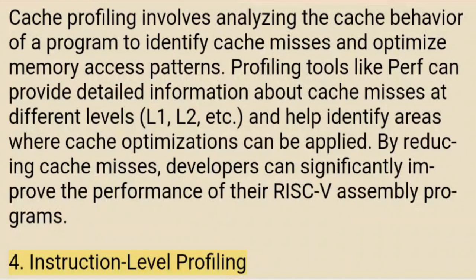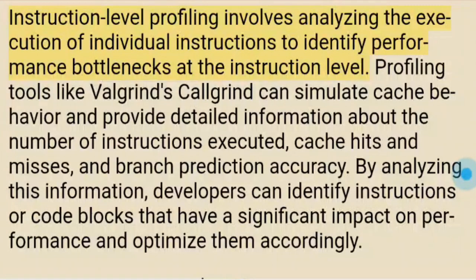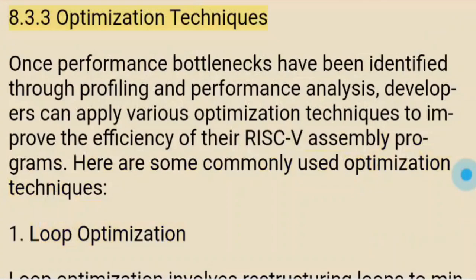4. Instruction-level profiling. Instruction-level profiling involves analyzing the execution of individual instructions to identify performance bottlenecks at the instruction level. Profiling tools like Valgrind's Callgrind can simulate cache behavior and provide detailed information about the number of instructions executed, cache hits and misses, and branch prediction accuracy. By analyzing this information, developers can identify instructions or code blocks that have a significant impact on performance and optimize them accordingly. 8.3.3 Optimization Techniques.